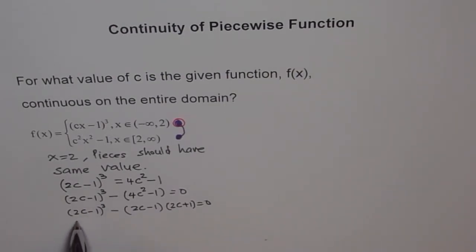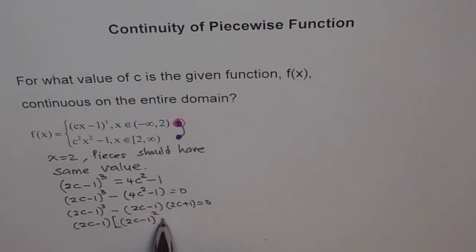So we take 2c − 1 common, and in the bracket we are left with (2c − 1)², because we took one of them outside, and here we have already taken 2c − 1, so we get minus (2c + 1). Is it okay? Equals 0, correct? Now these are the two factors. We already got one value of c, right? If this is 0, that is c equals half, we get a 0, correct? Well, that's the first value.